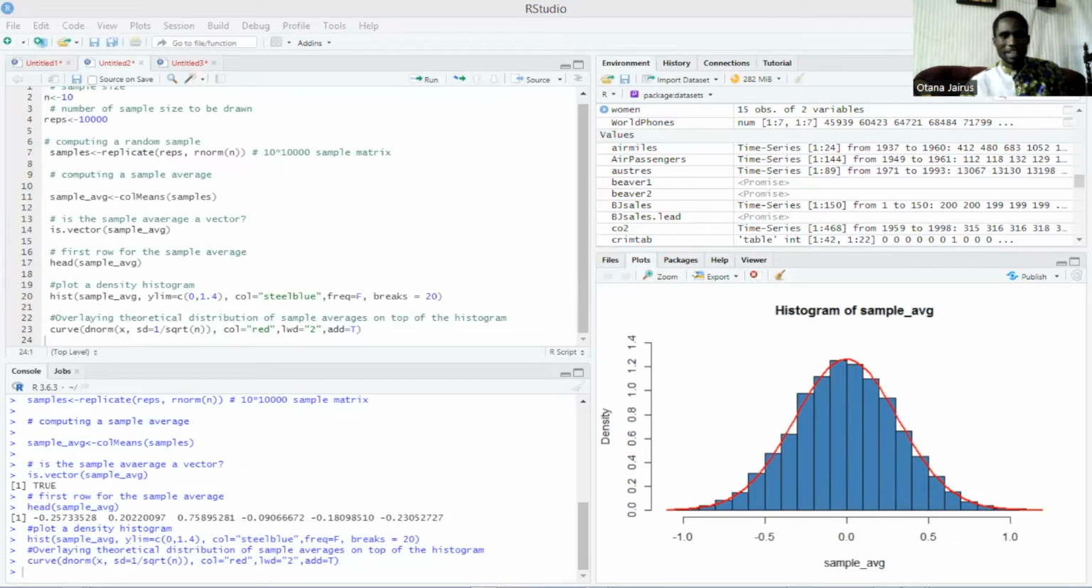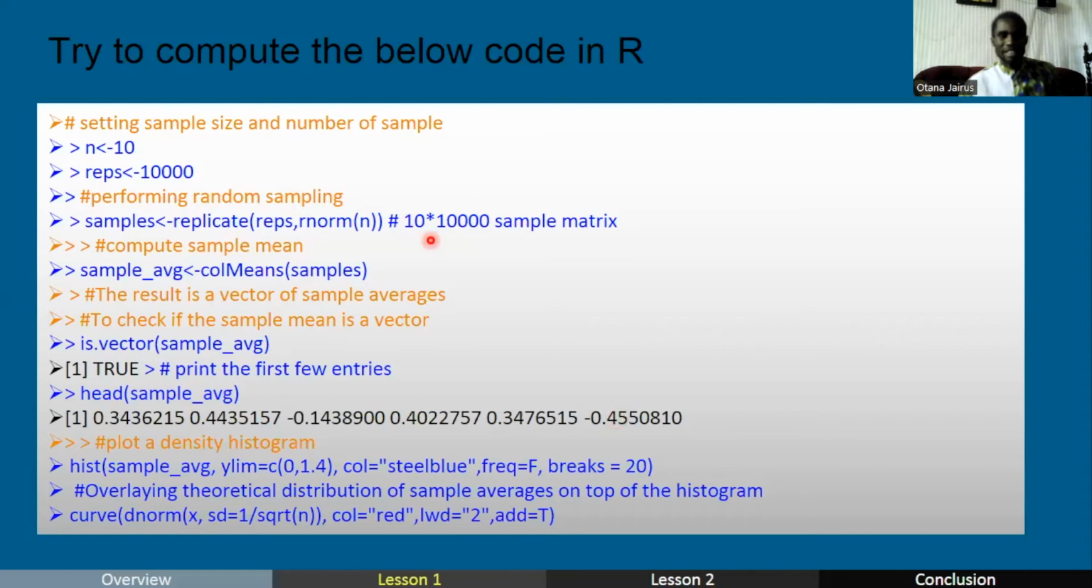Let's go back here. You can just take your time and write this, try to play with these codes here. You can even choose a sample size of more than 10. You can just say you want to use 100. Then the number of sample sizes that you want, you can use whatever you want. But the sample size, this is the code for it, okay?